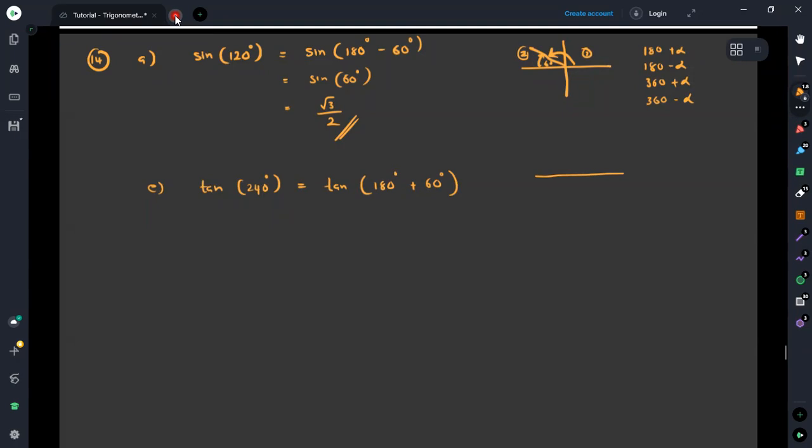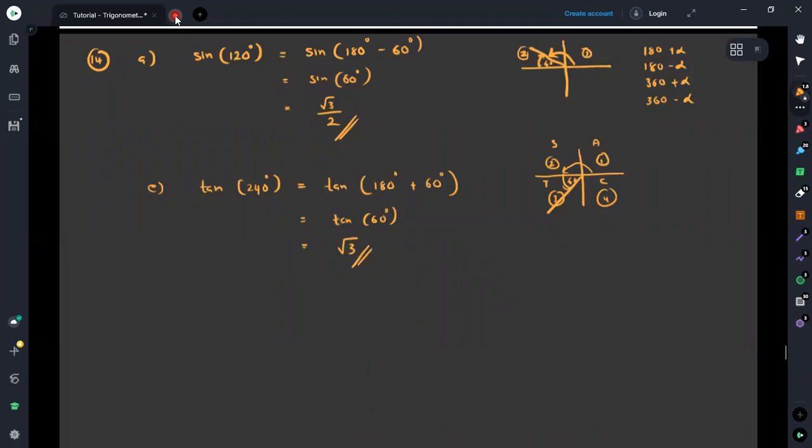Then according to the quadrant rule, it is in the third quadrant. 180 plus alpha, here alpha is 60. Since it is in the third quadrant, of all sine, tan and cos, only the tangent is positive. Therefore, we can take this as tangent 60 degrees. The value of tangent 60, again a commonly used angle, is equal to root 3.